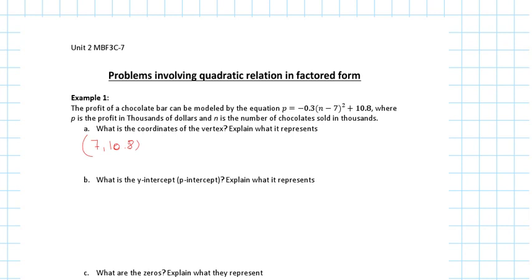All right. Now, what does it represent in this scenario? 7 is the number of chocolates sold in thousands, and 10.8 is the profit in thousands of dollars. So that means your maximum. If you sell 7,000 chocolate bars, you're going to get a maximum profit of 10,800, right?